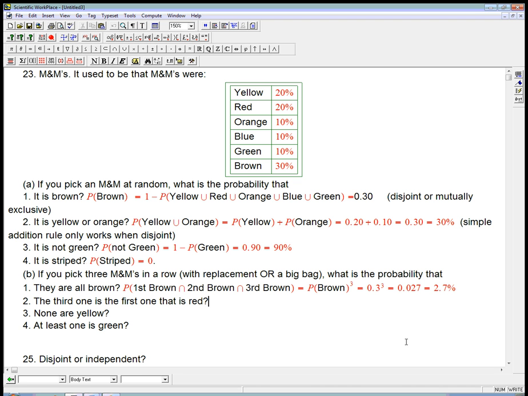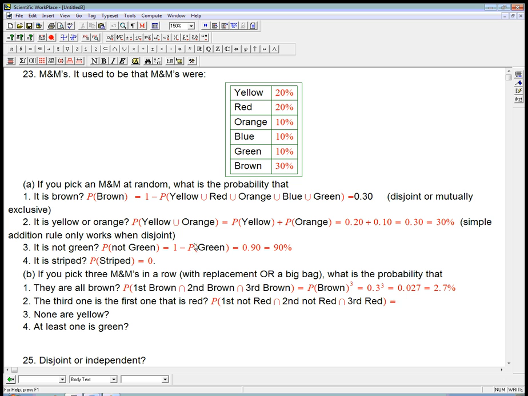Let's see here. Something seemed weird. No, that's right. The next question: what's the probability that the third one is the first one that is red? Well, let's see. We need to phrase that in terms of ors and ands. We want to make sure that the first one is not red, and we want to make sure that the second one, oops, not a union, it's an intersect, it's an and, second one not red, and the third one is red.